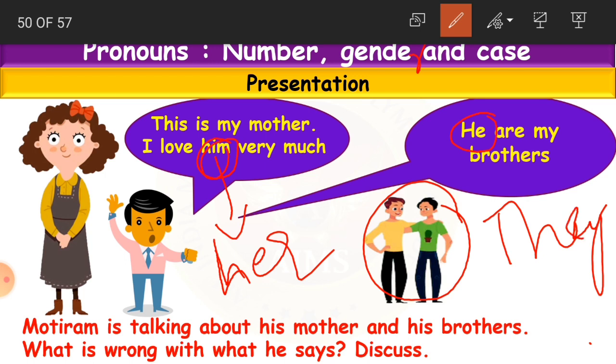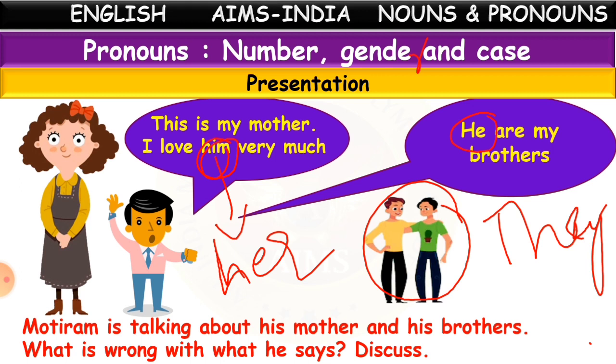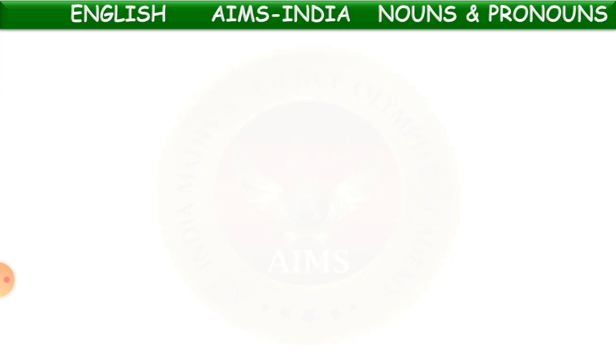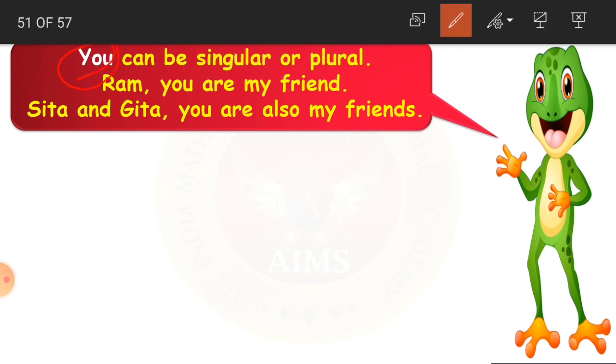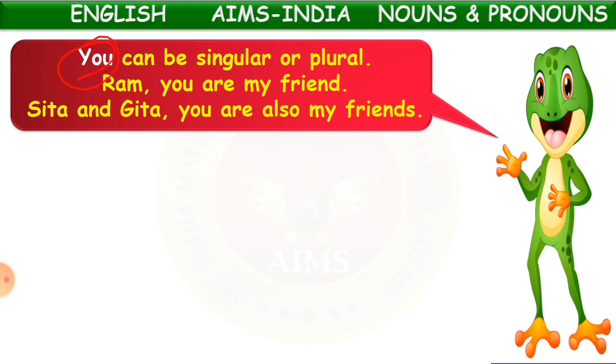This is what we are learning about: number, gender and case. Okay, so we are going to learn about that. Clear, children? So let us continue. Here you can be singular or plural. This word you may be singular or plural. We address both singular and plural with the same word, you. In plural form it is you only, and in singular form also it is you only.